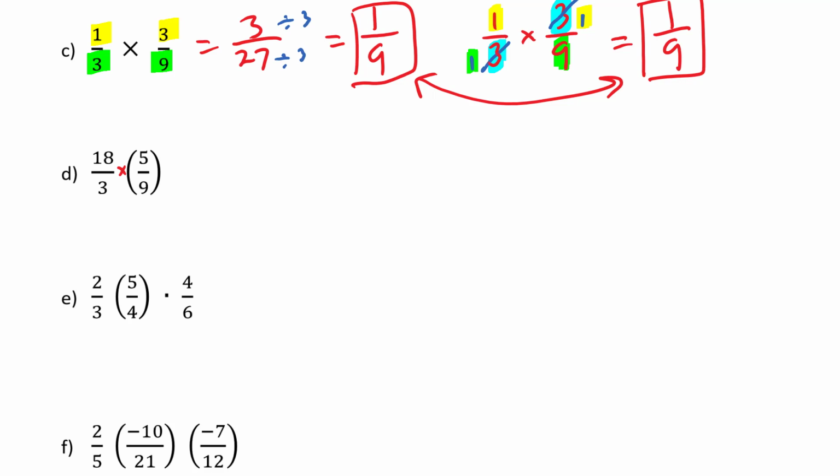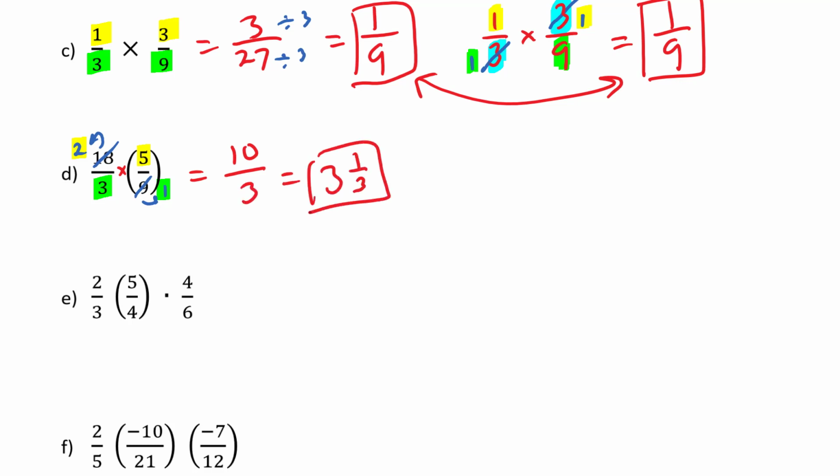We compare the 18 and the 9. Yes, I can cancel 1 9 out of this and 2 9s out of that. So that becomes 1, and the 18 becomes 2. We compare the 3 and the 5. Can't do anything there. Here we have 2 times 5, and then we have 3 times 1. In the end, 2 times 5 is 10 over 3, and we get 3 and 1/3 as our final answer.